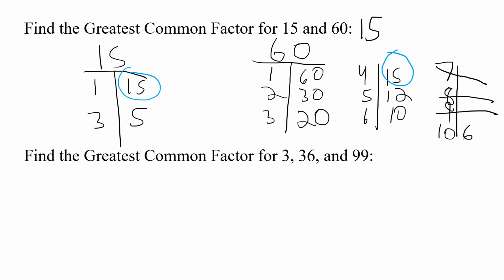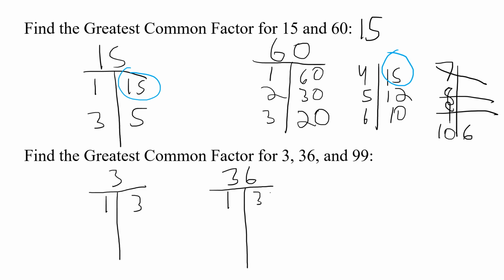What happens when you need to find the greatest common factor for three numbers? Well, it's the same process. Let's list the factors of 3: 1 and 3. That's all. 2 does not go into 3 to give us a whole number. So let's look at 36. We've got 1 and 36, 2 and 18, 3 and 12, 4 and 9. 5 does not go, but 6 gives us 6. 6 times 6 is 36. So 1 times 36 is 36, 2 times 18 is 36, 3 times 12 is 36, and so on.